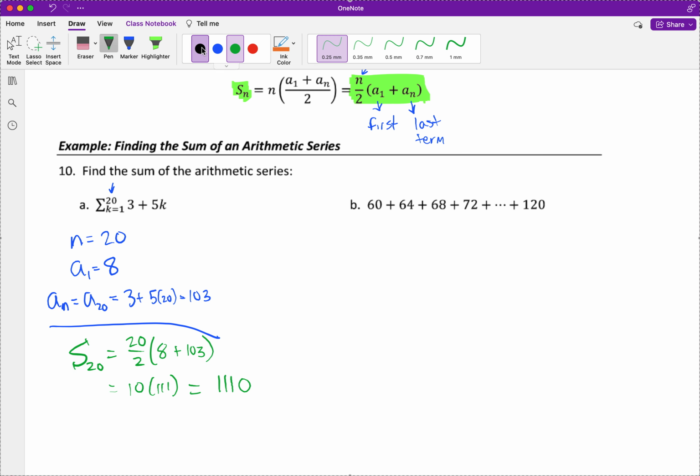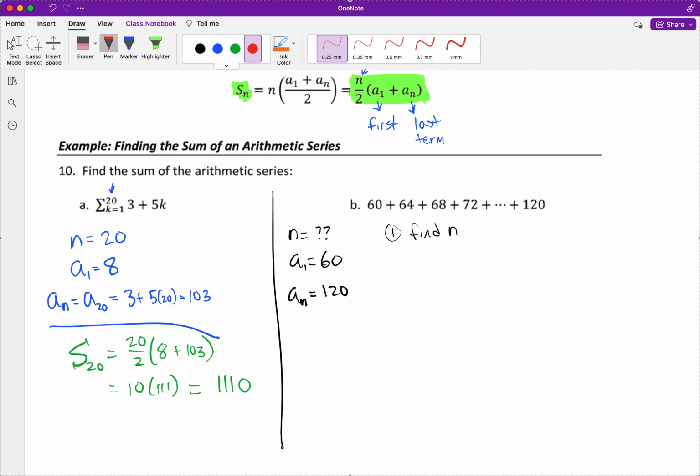Now, this one's tricky, because the things we need, right? We need to know what n is, we need to know what A1 is, and we need to know what An is, the last term. Well, we know that the first term is 60, and we know that the last term is 120, but we don't know what n is yet. So that's going to be our first process. We need to first figure out what n equals.